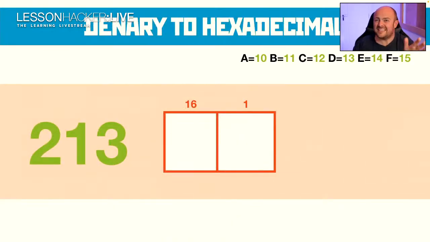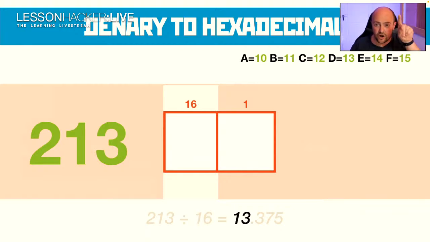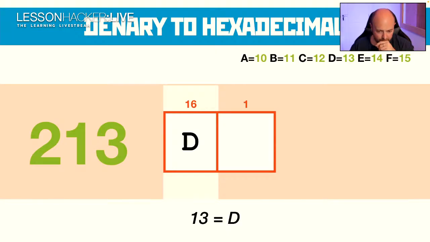Other way around, this is the most difficult method, but it's reasonably straightforward if you can get your head around it. What we need to do is find out how many 16s are in this number. So 213 divided by 16 gives us 13.375. Don't care about the decimal. I want the whole number in that box. 13 doesn't fit, so that means I need to put the letter version. The letter version of 13 is D.